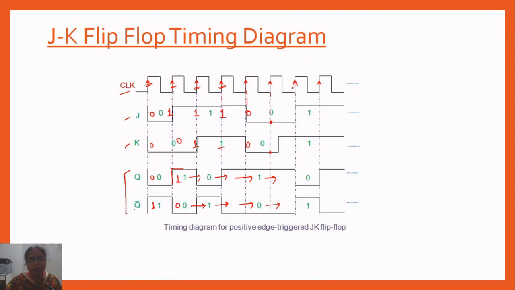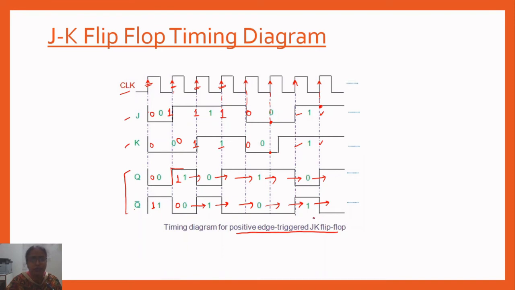At this instant, you can see this is 1, this is high, this is high. So when both are high, the toggling will take place. So it is going from 1 to 0, and this is from 0 to 1. At this instant, J is 1, K is 1, again toggling will take place. So this is going from 0 to 1 and this is from 1 to 0. So this is the timing diagram for the positive edge triggered JK flip flop.